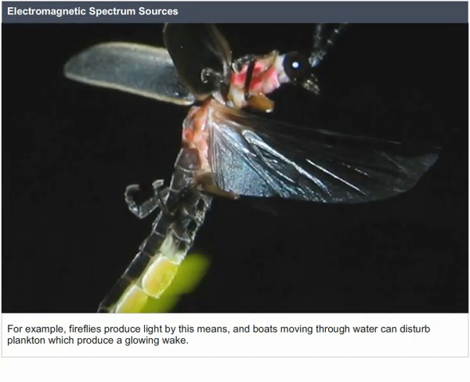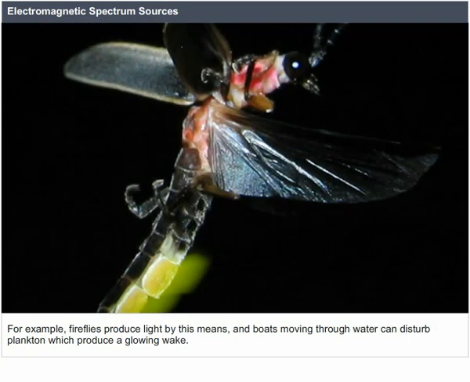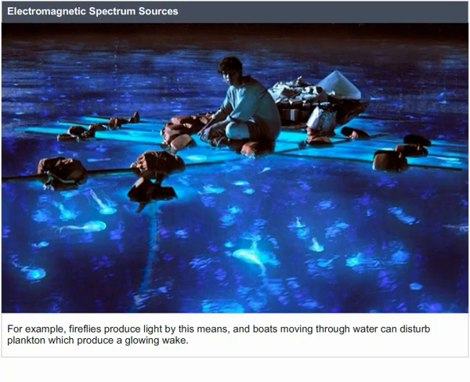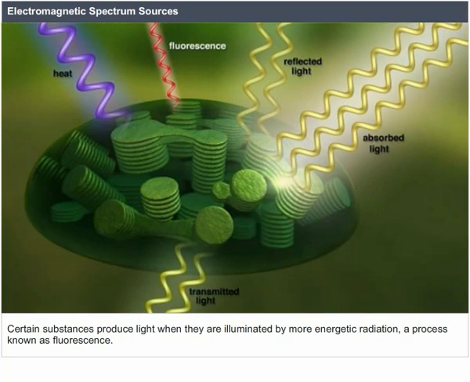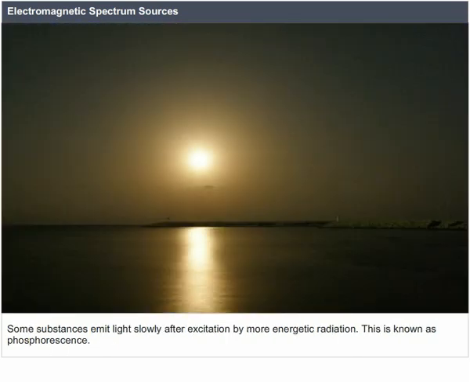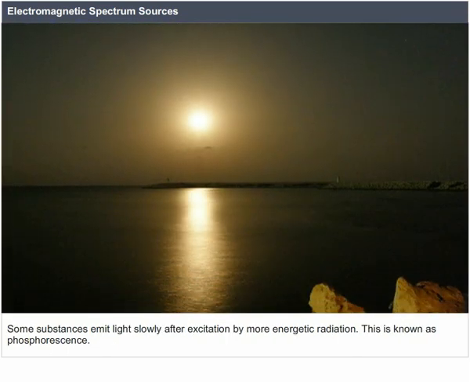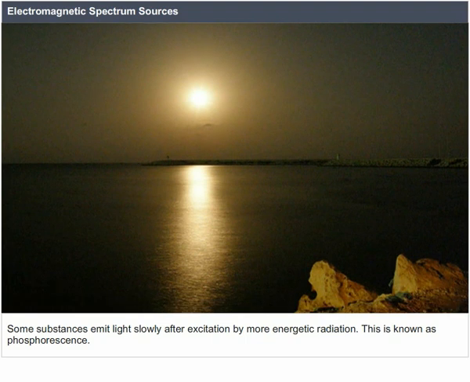For example, fireflies produce light by this means, and boats moving through water can disturb plankton, which produces a glowing wake. Certain substances produce light when they are illuminated by more energetic radiation, a process known as fluorescence. Some substances emit light slowly after excitation by more energetic radiation. This is known as phosphorescence.